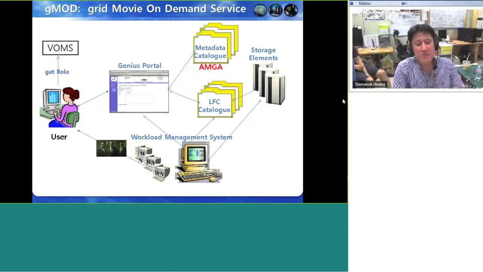GMOD provides a movie-on-demand service. A user can choose one to be streamed in real time among a list of movies stored in the GMOD server. Metadata information about movies such as title, runtime, director, cast, release date, and plot summary are stored in AMGA. In GMOD, AMGA serves as a repository for the metadata information for each movie, allowing users to make queries based on one or more attributes.